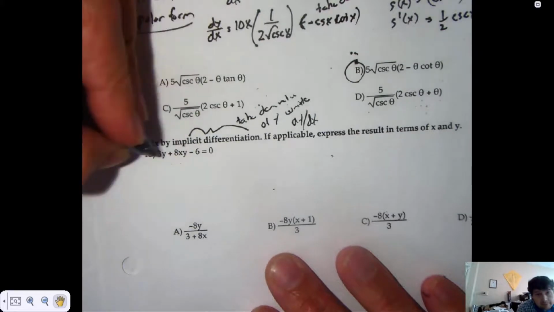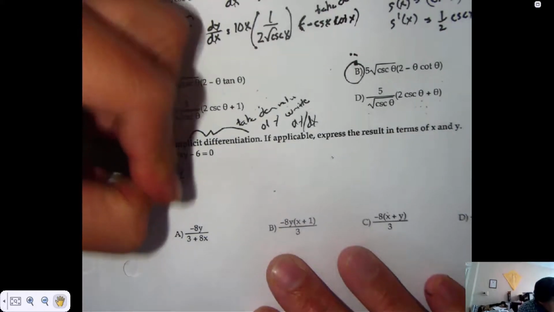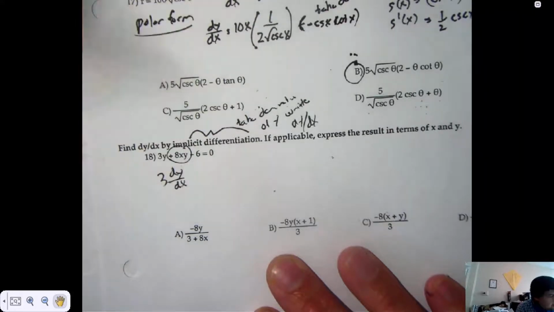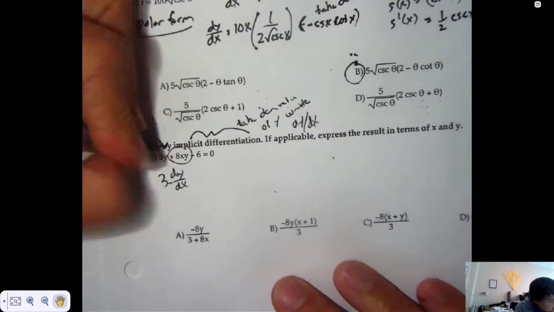All right, so here's a y. It's 3y. Well, that's going to become 3 dy dx. Now, this piece right here, a lot of kids will forget that they have to do the product rule. That piece right there is the product rule.